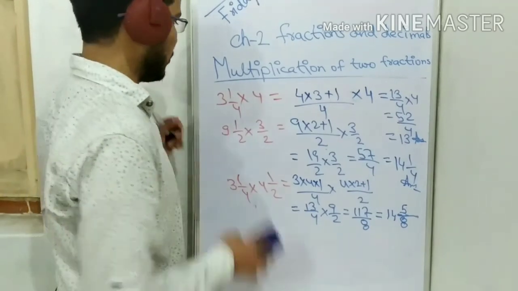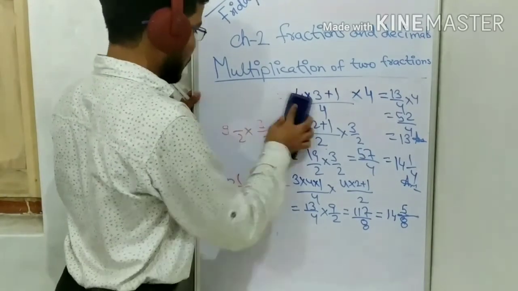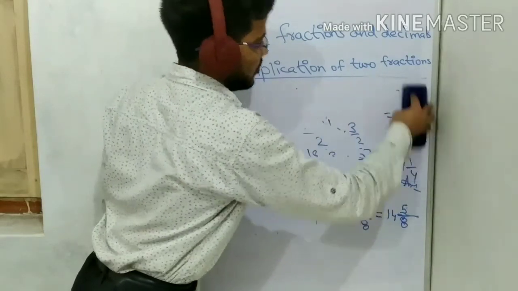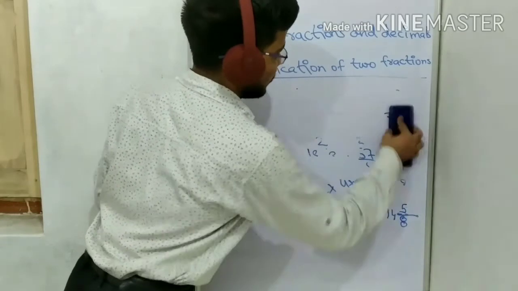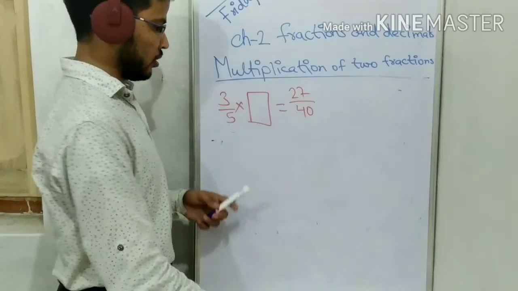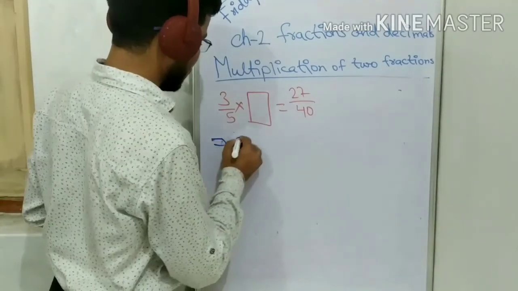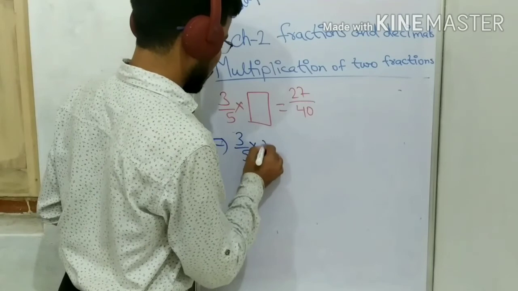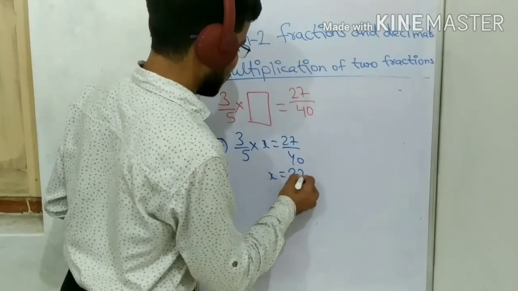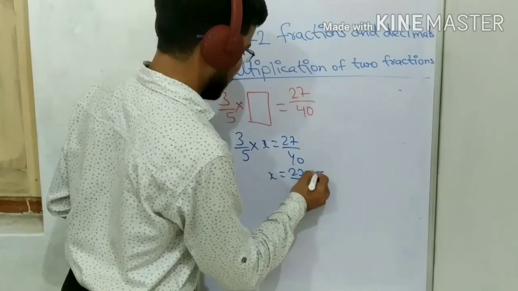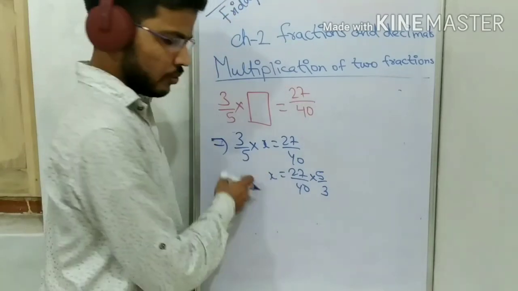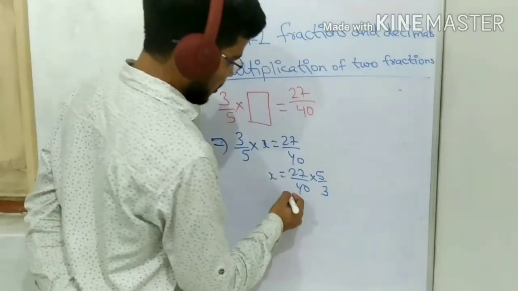Okay then. Then we will study the last topic of today's class, and we will wind up with the multiplication. Now how will we find it? We follow the same procedure. 3/5 into x is equal to 27/40. So x is equal to 27/40 into 5/3. We reverse the fraction and move it to the right side of the equation.